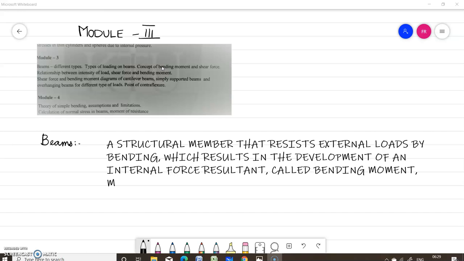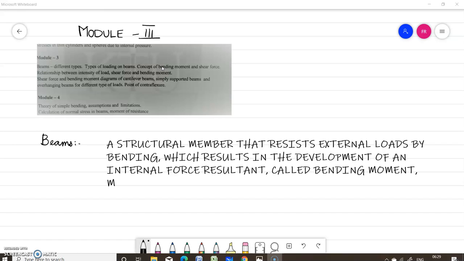Treating the entire structure as a single rigid body and finding the reactions from supports is the first step in analyzing a structure. That is, we have to treat the entire structure as a single body and we have to find out what the reactions from the supports are. This you have studied in engineering mechanics, how to find out the support reactions.